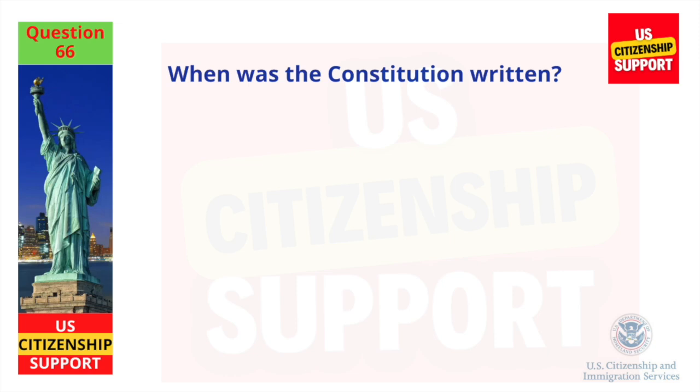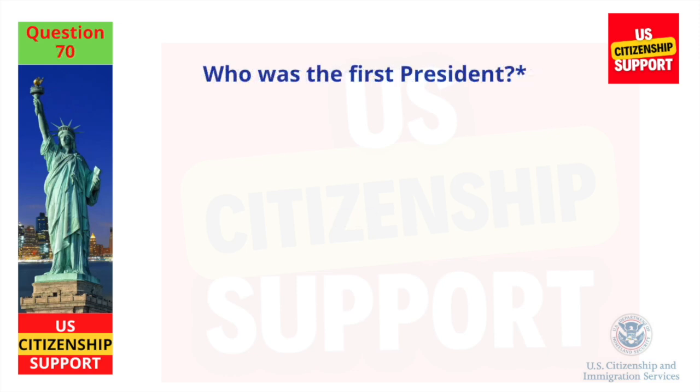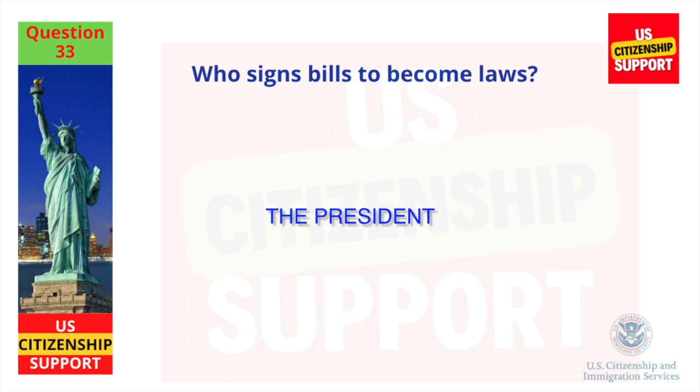When was the Constitution written? 1787. Who was the first president? George Washington. Who signs bills to become laws? The president.